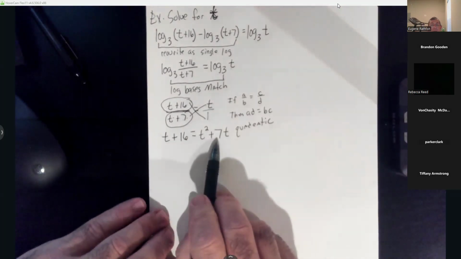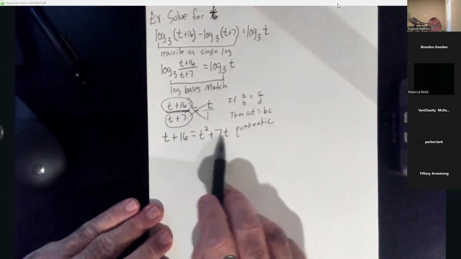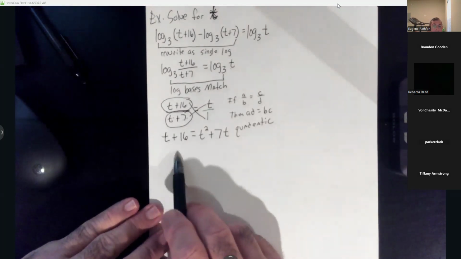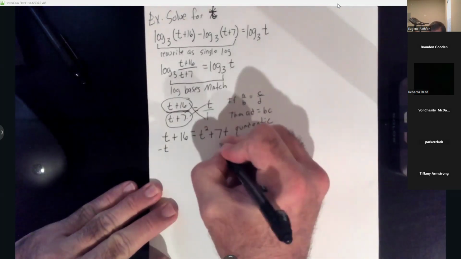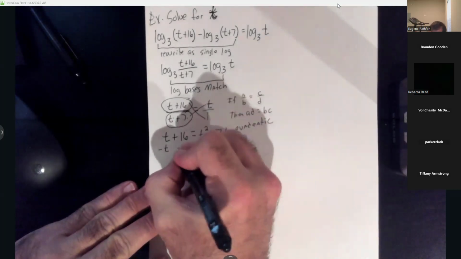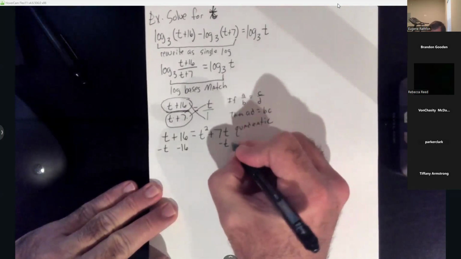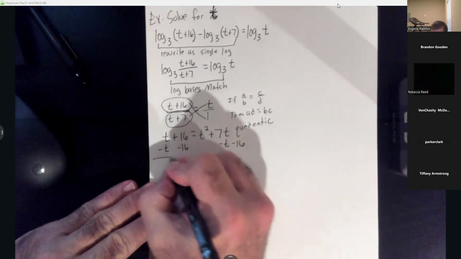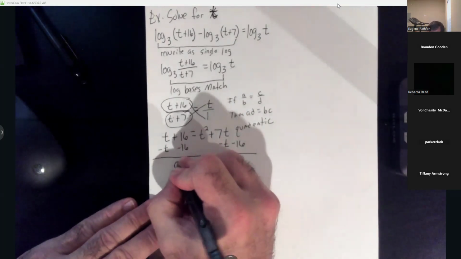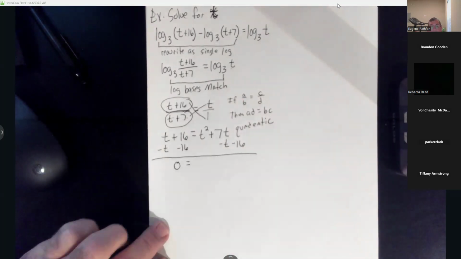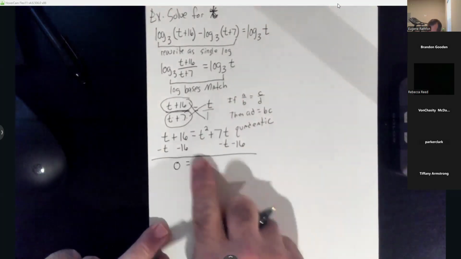So since it's quadratic, I need everything on one side and a 0 over here. So we're going to subtract the t from both sides, and we're going to subtract 16 from both sides. That way over here is a big 0. All right, y'all, so let's see what we're getting over here.